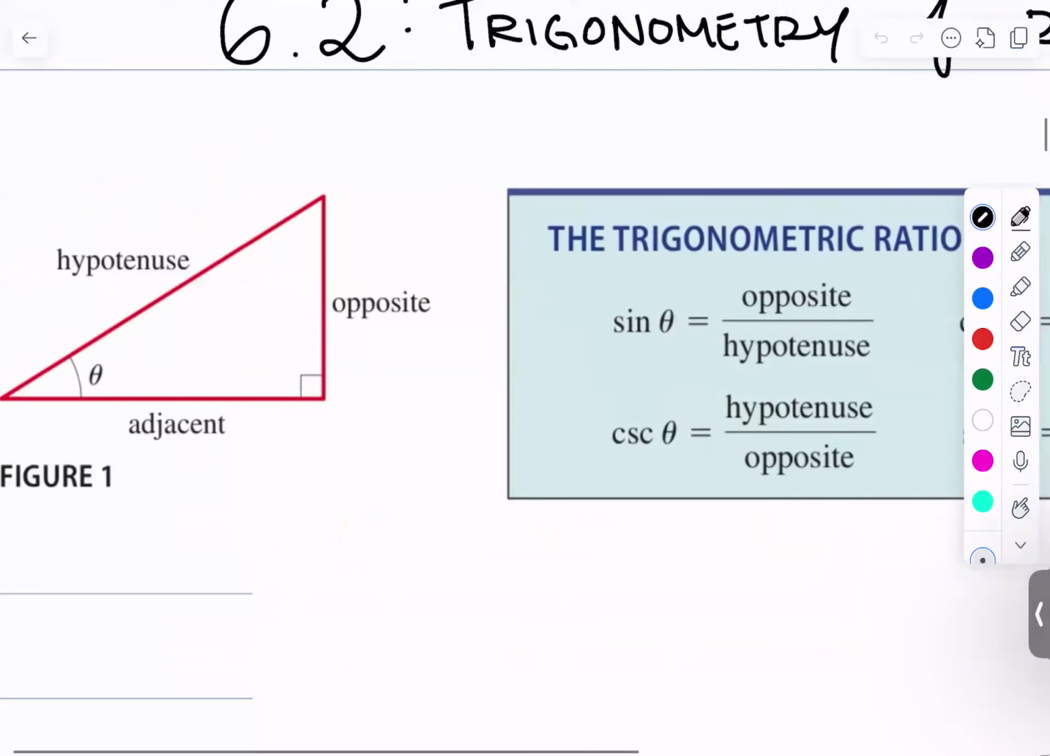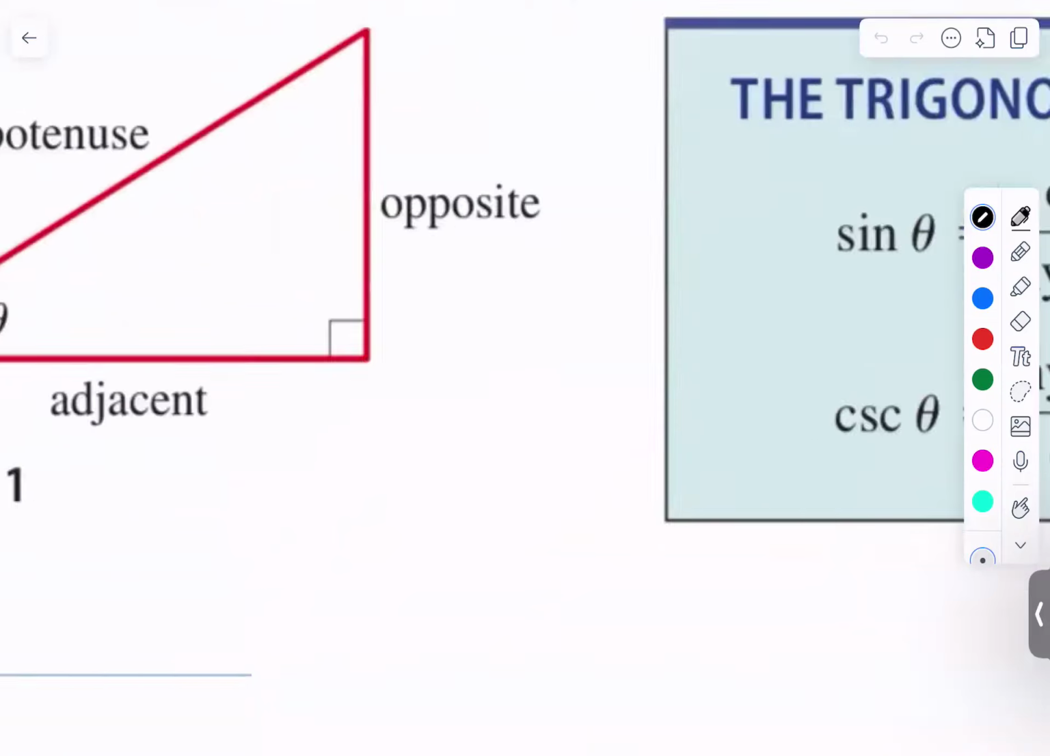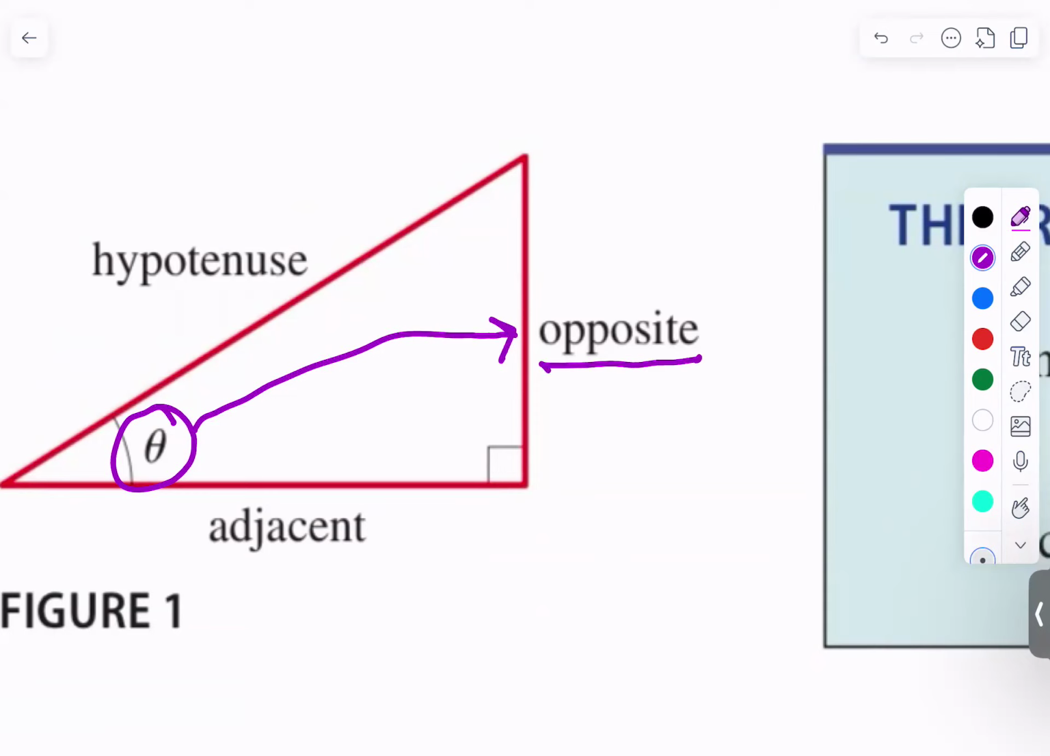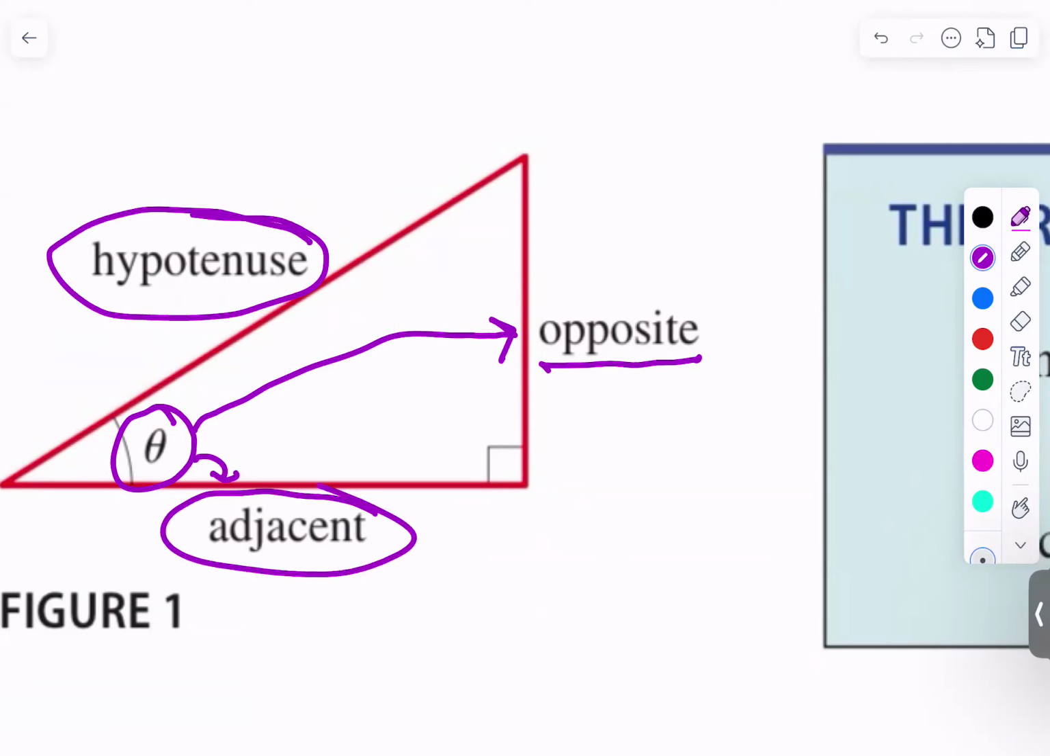So first off, we need to see this triangle here, right? If this angle is theta and that's the angle that we're looking at, then the side opposite that angle is called your opposite side. The longest side is called your hypotenuse, and the side that's next to that angle is called your adjacent side. Right? Everybody understand that? Everybody know that?